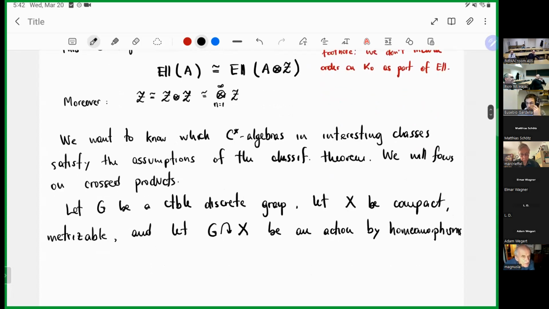Out of this topological data, I want to construct a cross-product C-star algebra. One denotes it like this, C(X) semi-direct product G. There's in principle more than one possible construction. There's a minimal and a maximal one. The one that I will describe to you now in one line is the maximal one, just because it's easier to define. In the cases that I'm interested in, they all agree, so there's no real loss of generality.